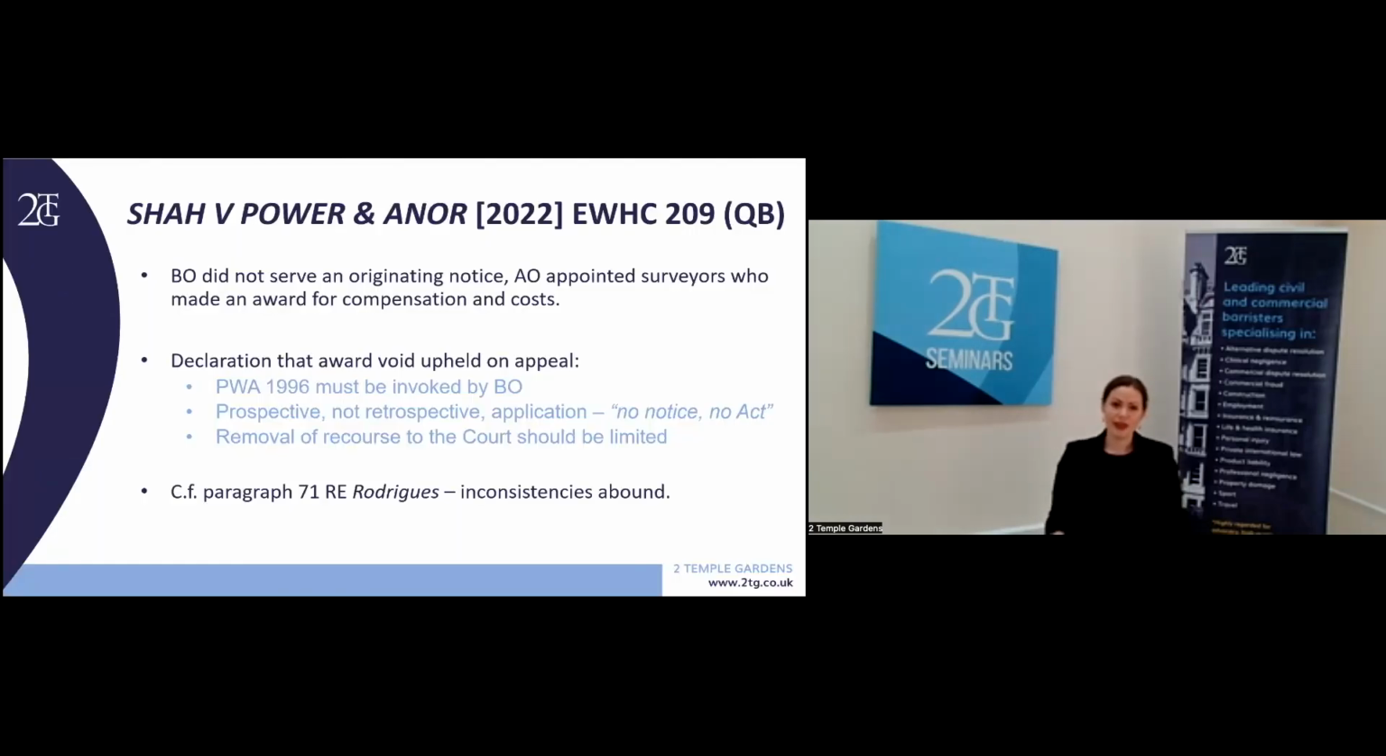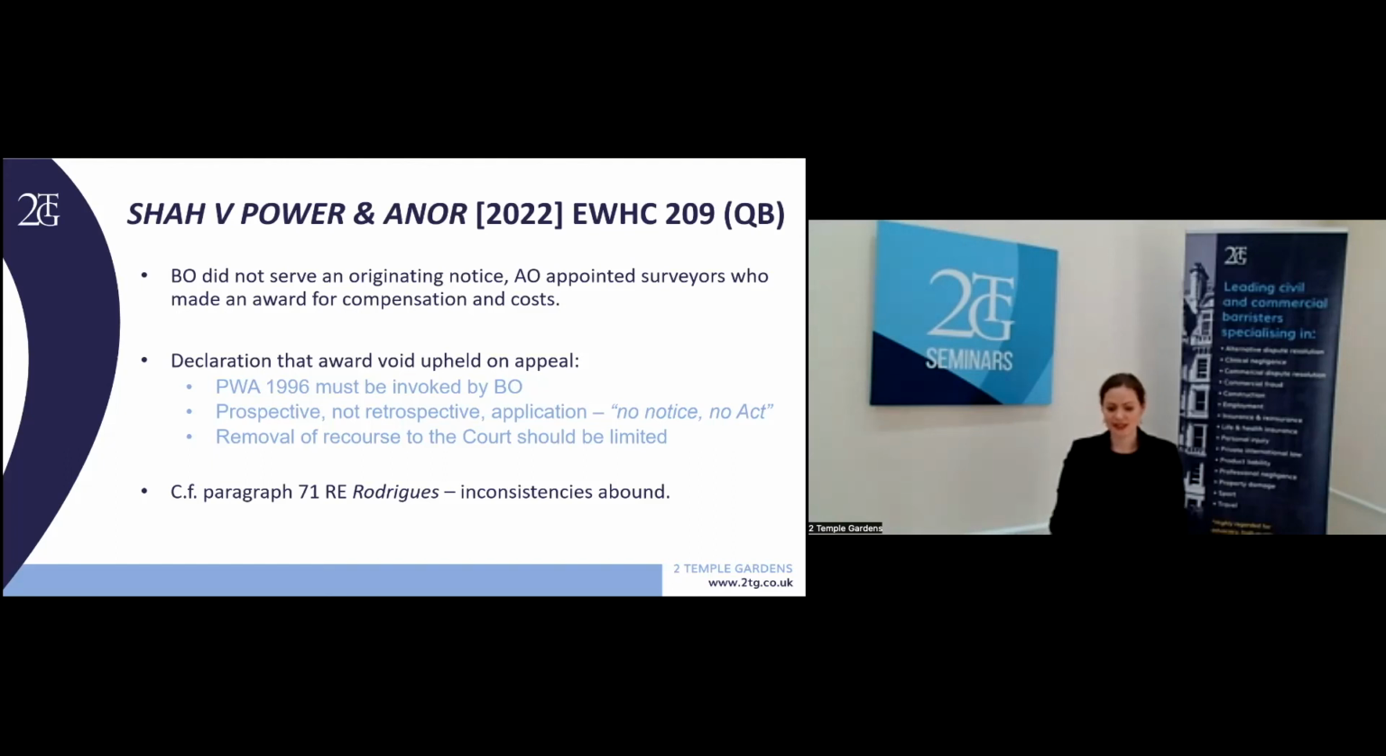So in Shah, the building owner carried out works to his semi-detached property, which he maintained throughout did not fall under the Party Walls Act. However, his neighbours disagreed, and when alleged damage was found, they purported to appoint a surveyor in line with the Party Walls Act. Now, that surveyor went on to appoint a third surveyor because the building owner refused to engage, not thinking the statute was relevant, and the two surveyors purported to make an award against the building owner, awarding the adjoining owner compensation for damage and also the costs of obtaining that award.